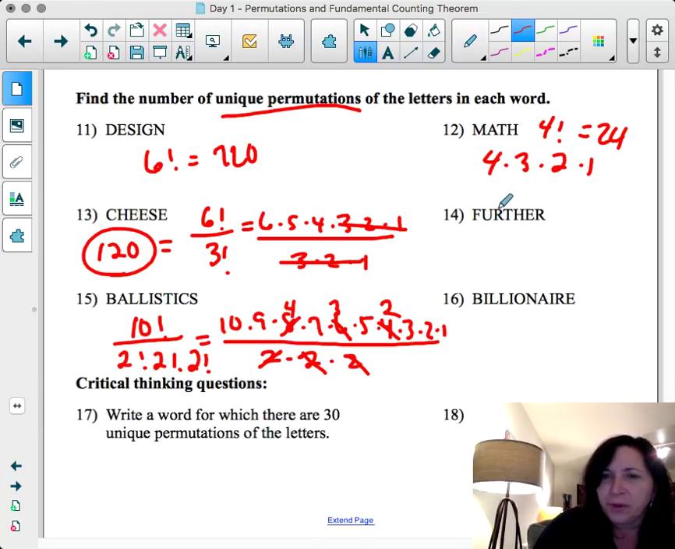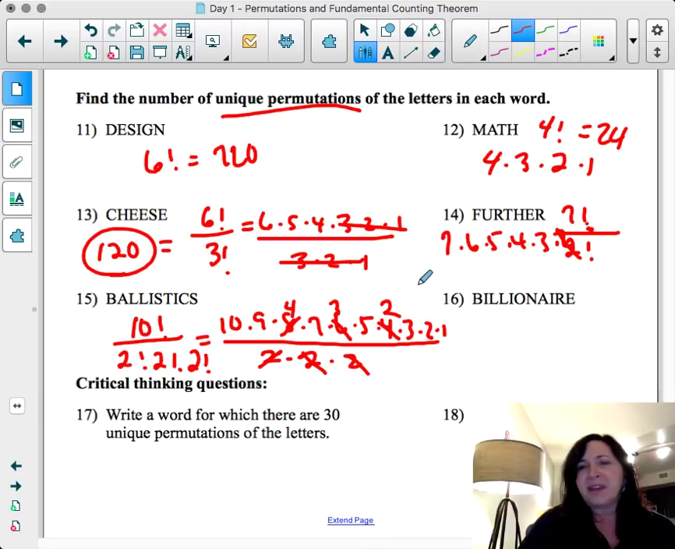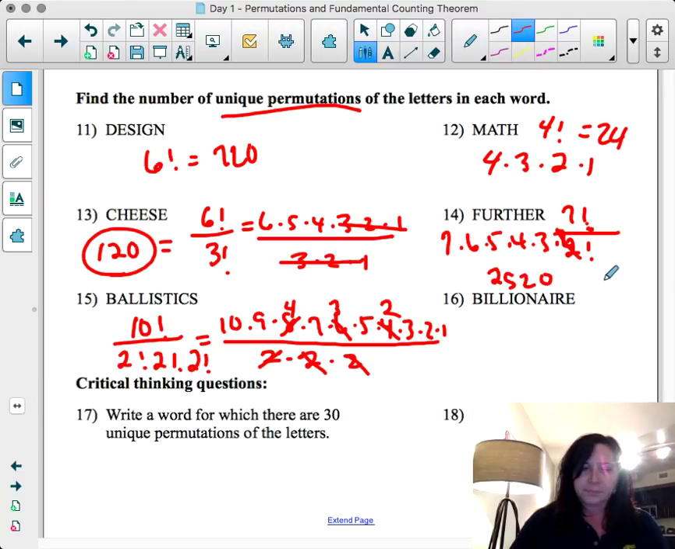For the word further, we have 1, 2, 3, 4, 5, 6, 7. So we have 7 factorial over all of my repeaters. So it looks like I have 2 R's. I think that's it. So we have 7 times 6 times 5 times 4 times 3 times 2. 2's are going to cancel. So I have whatever 7 times 6 times 5 times 4 times 3 is, and I believe that's 2,520.